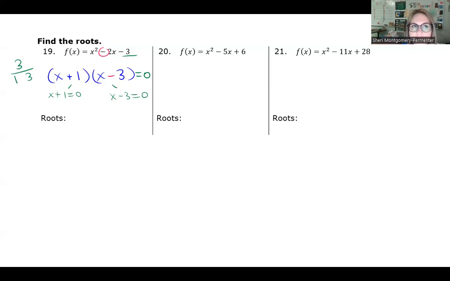To solve each one of these, they're pretty simple. For the one on the left, I'm going to have to subtract 1. For the one on the right, I'm going to have to add 3. So I get x is equal to -1, and then x is equal to +3. So my roots are x is equal to -1 and 3. There's other words for roots. They're also zeros. They're also x-intercepts.